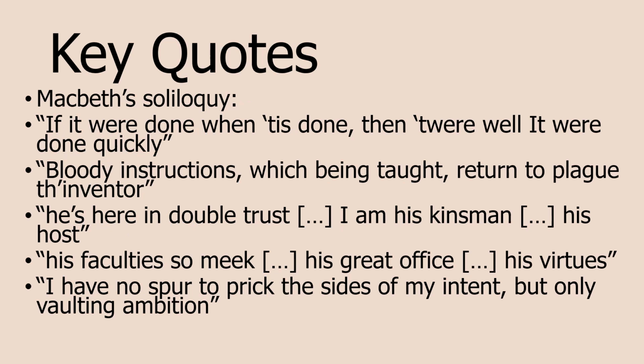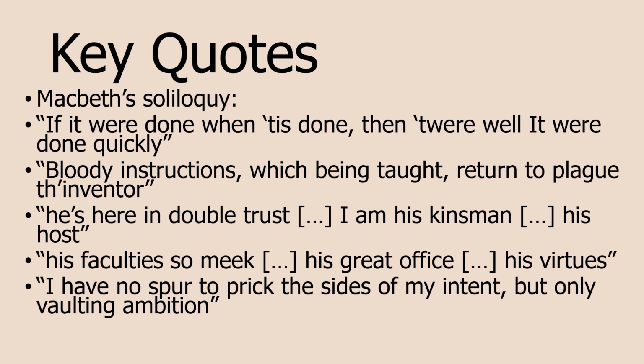Okay, some key quotes. In Macbeth's soliloquy at the opening of the scene, he says, "If it were done, when it is done, then 'twere well it were done quickly." That means if I were to kill King Duncan, I better get it done quickly. But then he reflects and he says, "Bloody instructions which, being taught, return to plague the inventor." This quote means, if I kill King Duncan, what's to stop another Thane from killing me when I become King of Scotland?